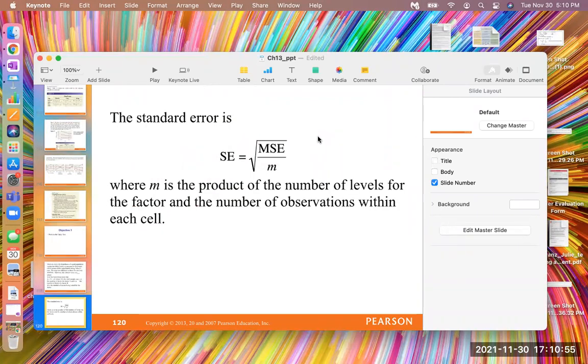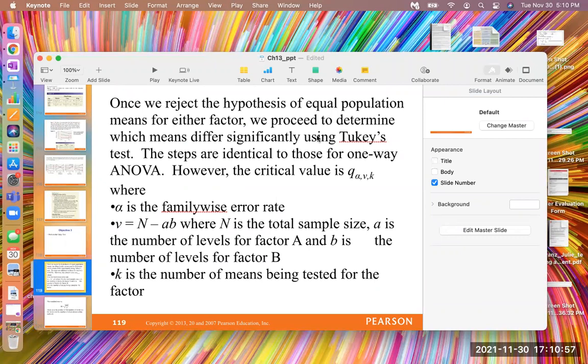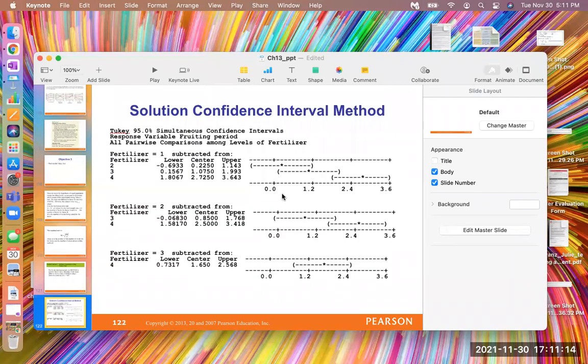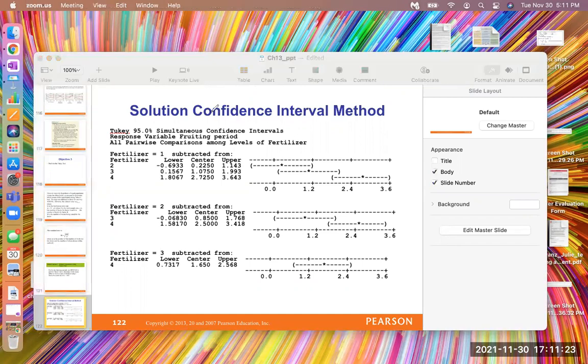I'm not going to have you do this by hand, but there's some important information if you were doing it by hand. They do this using Minitab at a level of significance, which they call the family-wise error rate, of 0.05 for the Tukey's test. There are two ways of doing this Tukey's test, and one is a confidence interval method. It's very similar to the Tukey's test we did in the previous section.